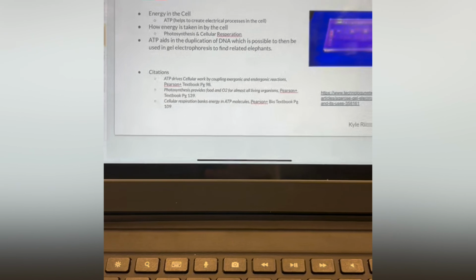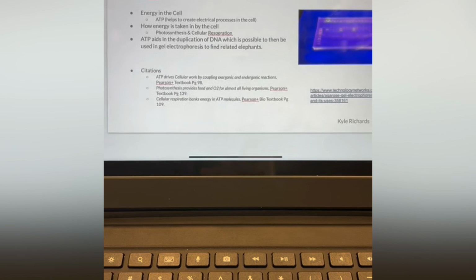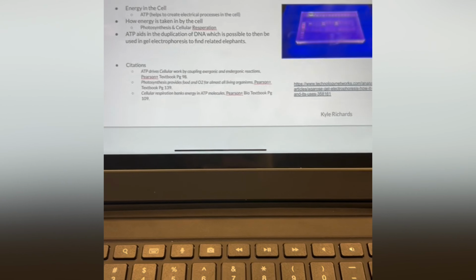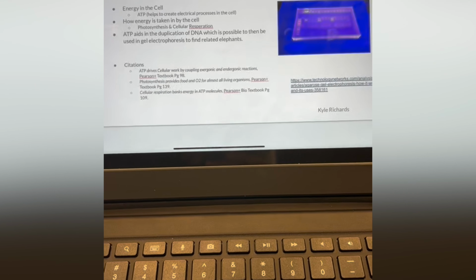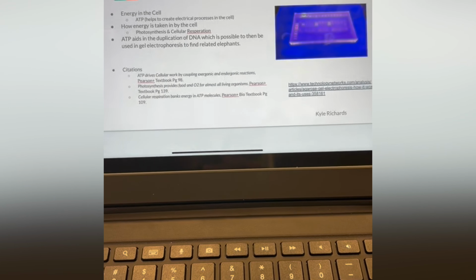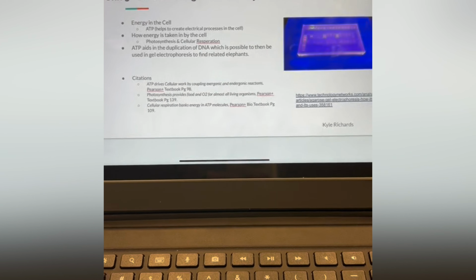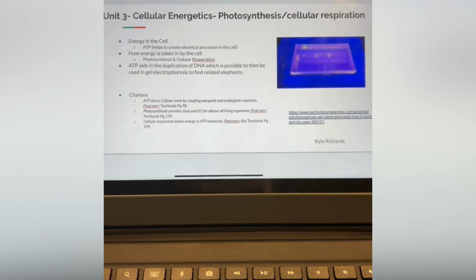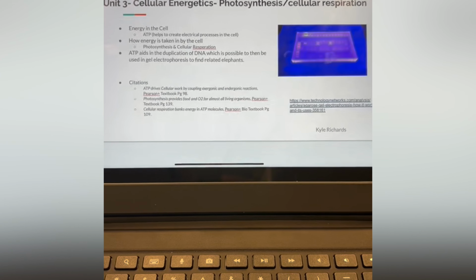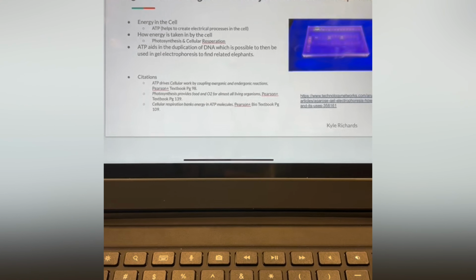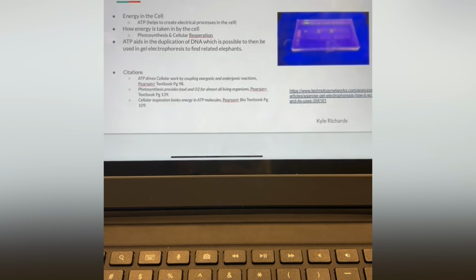Unit 3, Energy in the cell. ATP is what supplies most cell functions. Energy is taken out of its environment through photosynthesis and cellular respiration, and ATP aids in the duplication of DNA, which is possible to be used in gel electrophoresis to find related elephants.